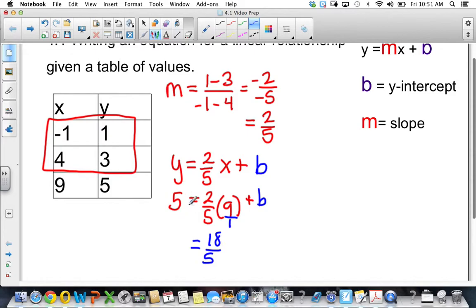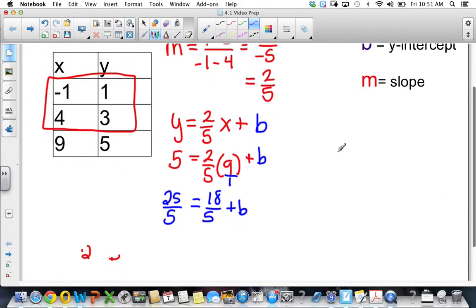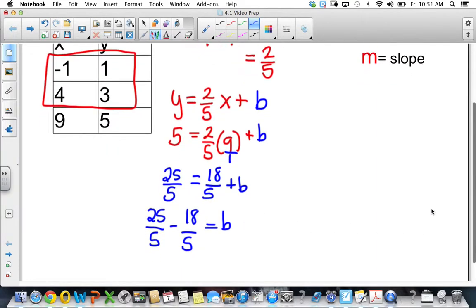Now I want to get a common denominator for 5 and 18/5, and that would be 5. So 5 is equivalent to 25 over 5. So now I'll be able to add or subtract those two fractions. I'm going to subtract 18/5 from both sides. So I'll get 25/5 minus 18/5, that equals b. And when you subtract fractions, you simply subtract the numerators and keep the denominator. So we are left with 7/5.